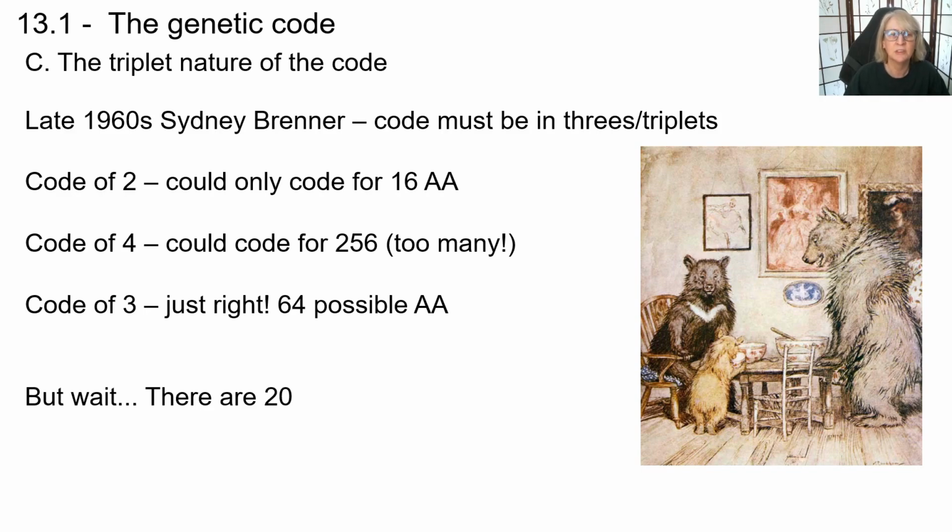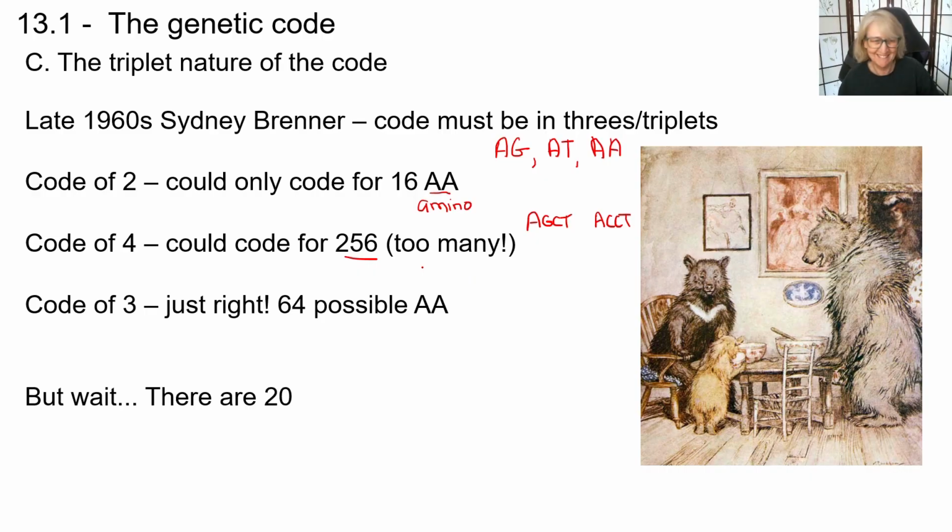Sidney Brenner suggested in the late 1960s that the code has to be in 3s. Because if you had a code where there were just 2 nucleotides, you could have A and G, and then A and T, and then A and A. This actually, if you play out all of these possibilities, they only end up coding for 16 amino acids possible. So this is too few. A code of 4 would be A, G, C, T, A, C, C, T, and so on, all possible combinations. There's actually 256 combinations there.